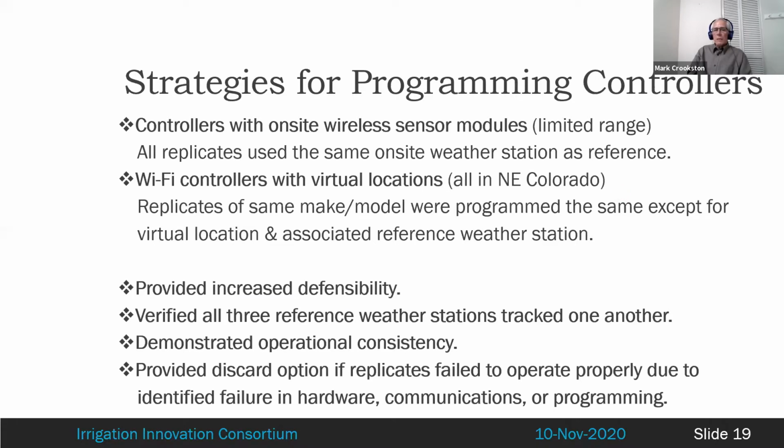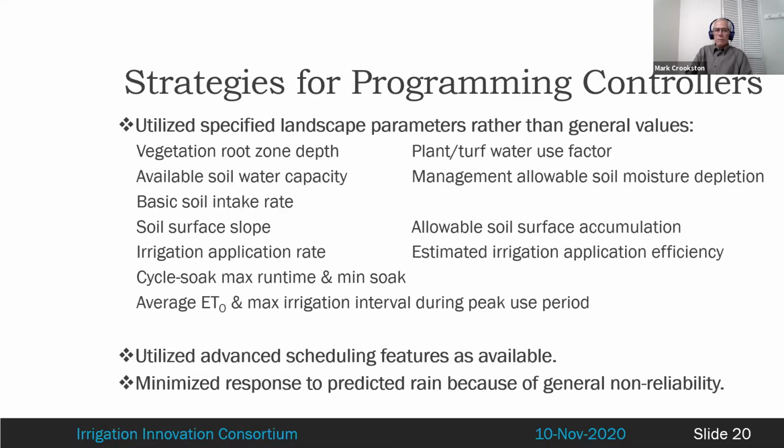Now, the principal objective of the 2019 testing was validation of the test method number 2, hence replicates. Replicates provided increased defensibility and verified the consistent functionality of the same make and model controllers. Use of 3 different weather stations verified the close agreement of calculated reference ET regionally in the northern Colorado area. Rainfall was likewise similar in quantity, but varied in the day-to-day occurrence as storms moved through.